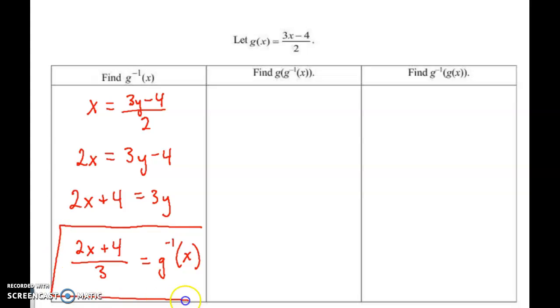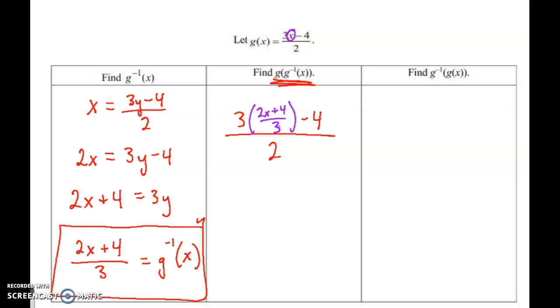All right. So now what you're asked to do is define g of g inverse of x. And this is the composition function. We've already learned this. So what that means is you look at the g function. Notice I just wrote the g function, but now I'm going to switch colors to make this a little bit more vibrant, and switch x with the inverse. So that's 2x plus 4 all over 3.